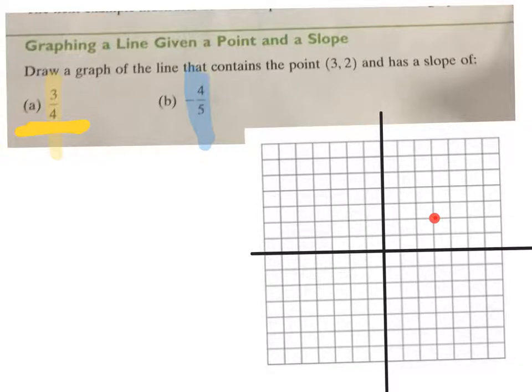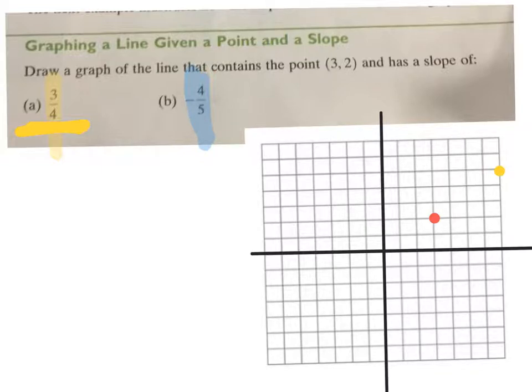All the time at the beginning of this class, I see people go to the origin and try to rise 3 and run 4 from the origin. That's not what we do, right? I know it's a mess up, but it happens. We go to our known point, which is here. And from there, we're going to rise 3. We're going to run 4. And we find a point right there.